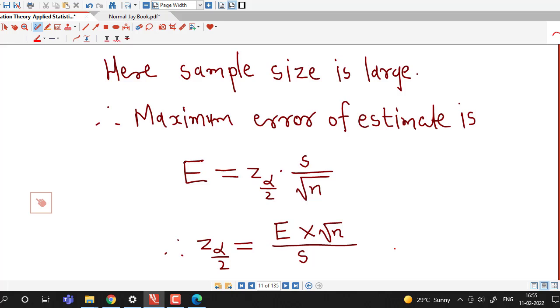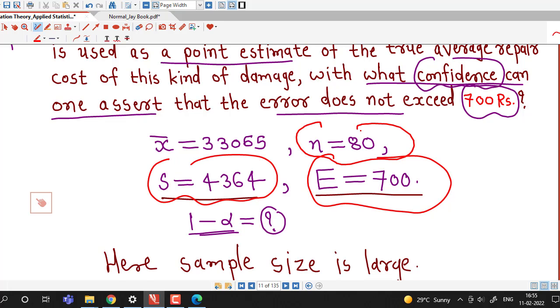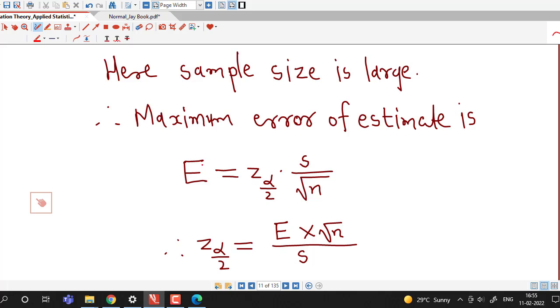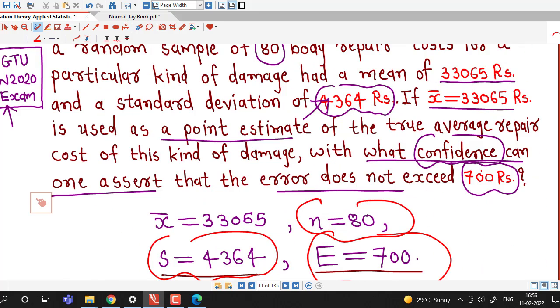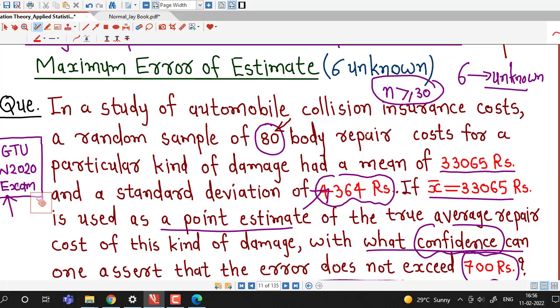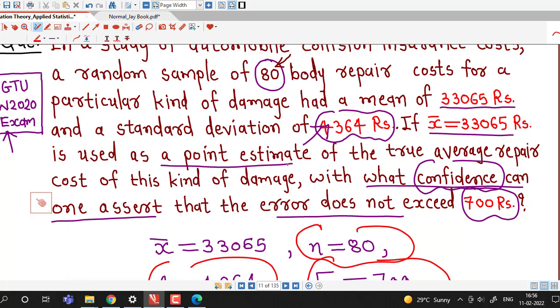So here we were given the values of maximum error of estimate and sample standard deviation and sample size, and using this formula we are able to find out the confidence level which is given by 1 minus alpha. So this question was asked in GTU Winter 2020 exam, and I have tried to answer this question.